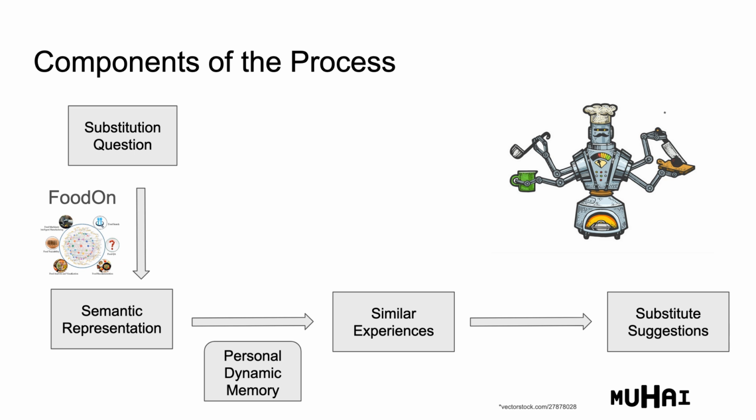When the agent is asked to suggest substitutes for particular cases, the function looks like this. First, it uses the FoodOn knowledge graph to semantically represent the substitution case at hand. Then, it retrieves from its personal dynamic memory substitute ingredients with profiles that are similar to this case. Finally, it suggests them in order of similarity. We will see more technical details later in this demo.